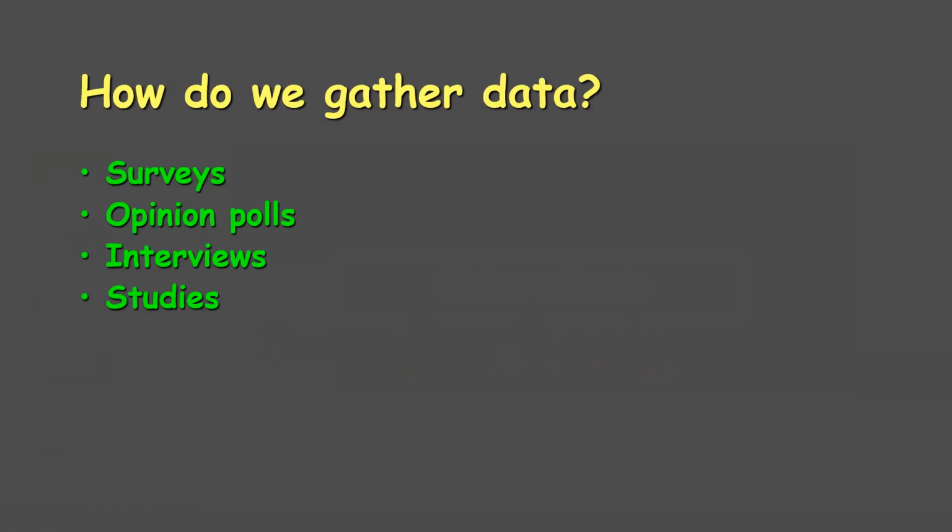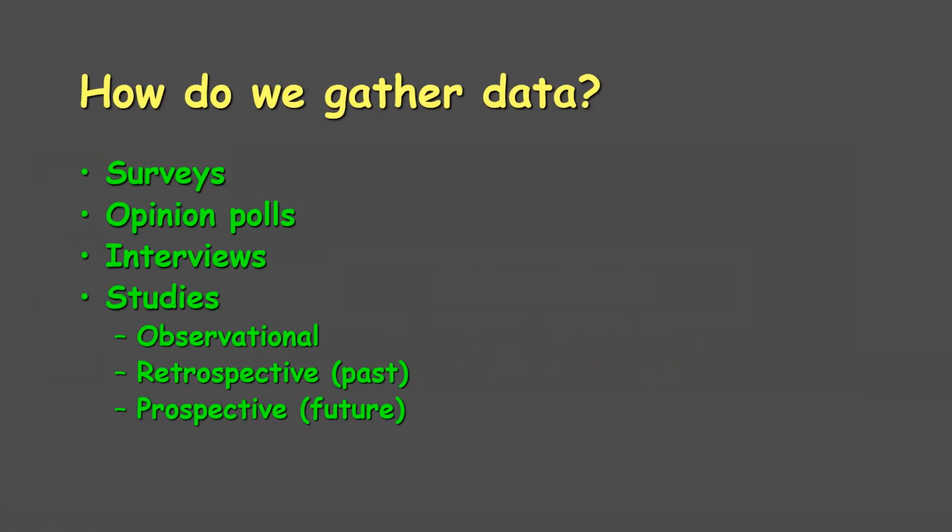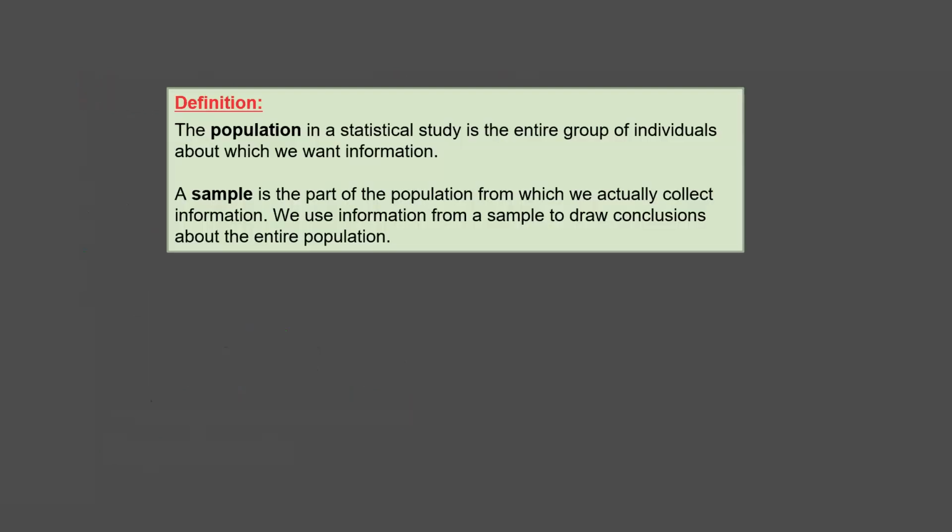We could do a study, and studies could be observational. I'm just observing what's happening. Could be retrospective, looking at what's happened in the past, or they could be prospective, looking at or predicting what's going to happen in the future. And then lastly, we could do experiments. We're going to talk a lot this chapter about what's the difference between a study and a good quality experiment.